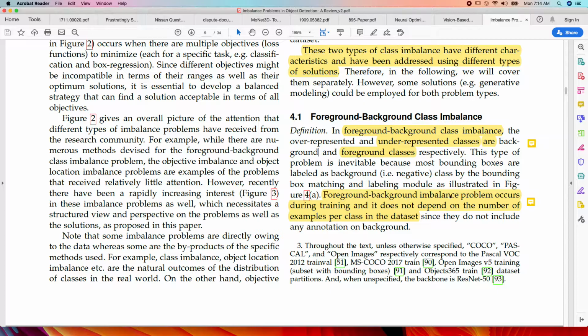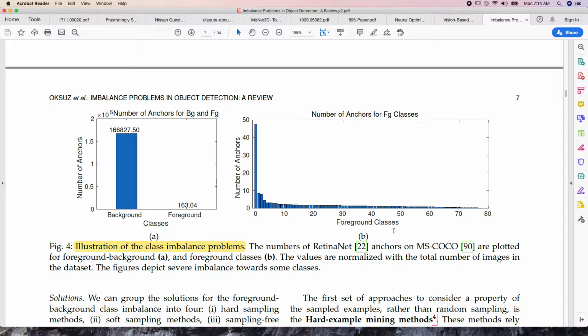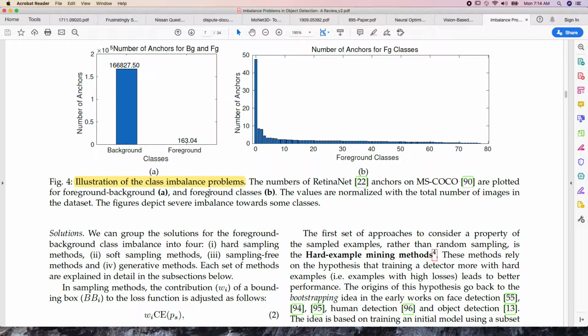The foreground-background imbalance problem occurs during training, and this does not depend on the number of examples per class. This is an important thing. Even if you have the same number of samples in the class or data set, this problem is still there. In this illustration of the class imbalance problem, you can see the foreground is overwhelmed. You have too much background compared to foreground.